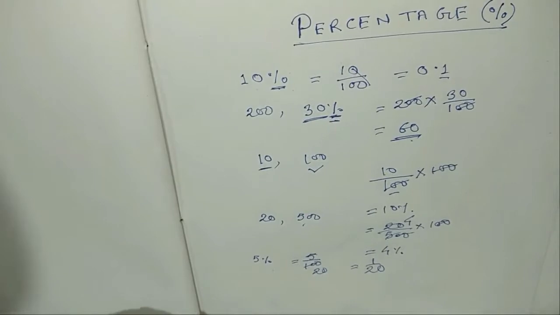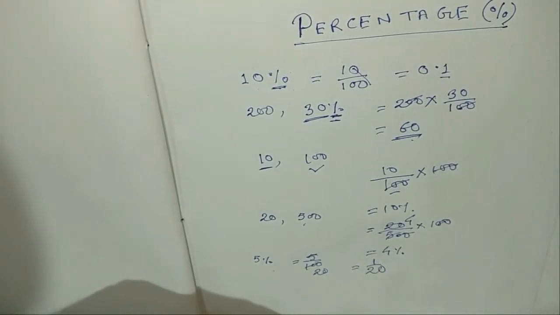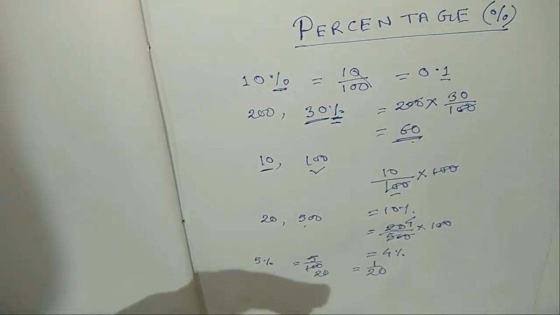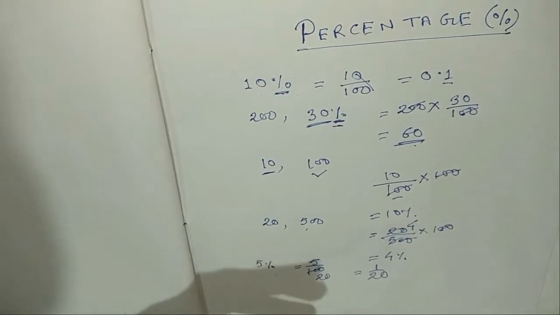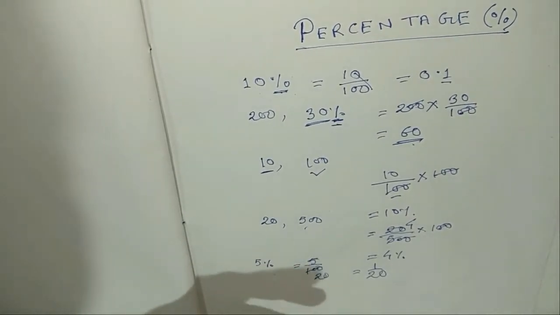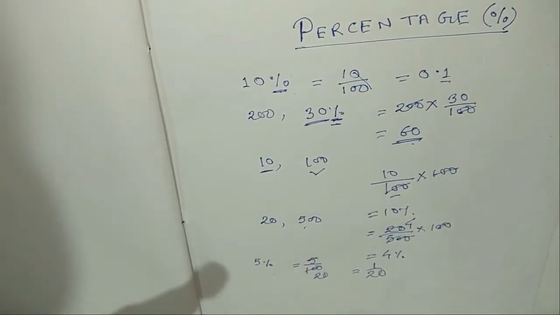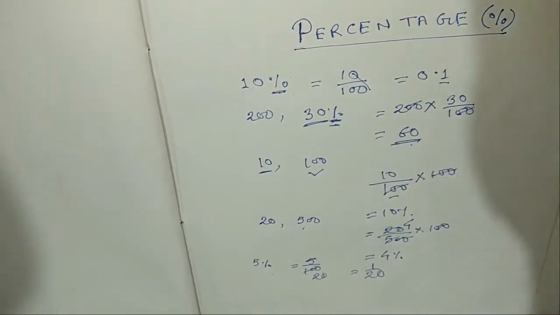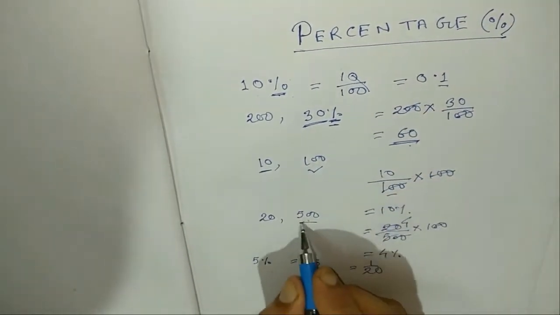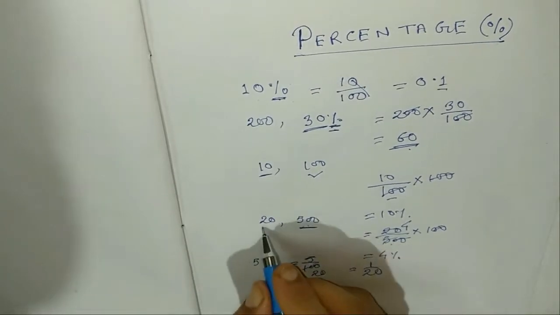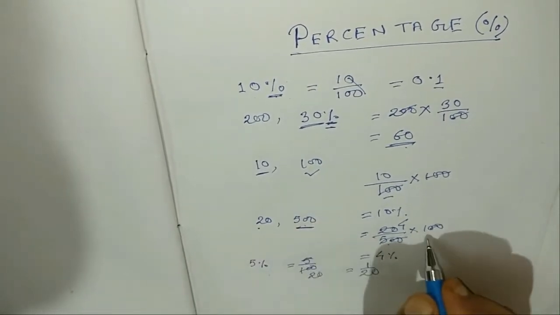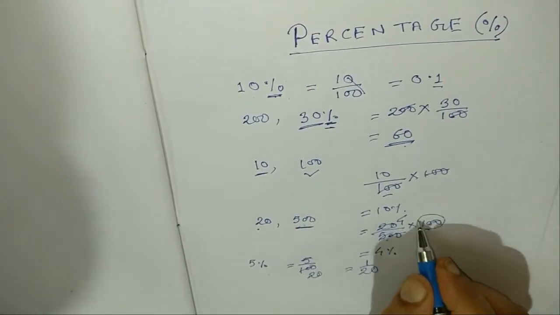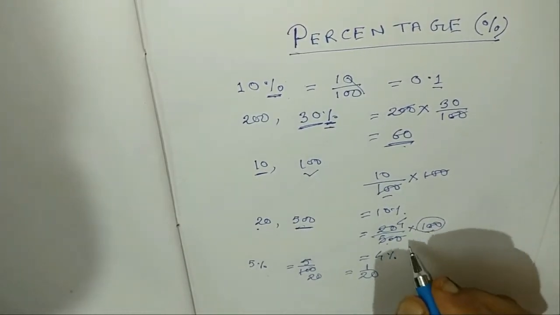So what we learned here: whenever there is a percentage sign, if we want to convert that sign into a number we have to divide by 100. Whenever we need to calculate one number as a percentage of another number, the number will be on the top, the number against which we are calculating the percentage will be below, and we need to always multiply with 100 because percentage is nothing but out of 100 how much it is.